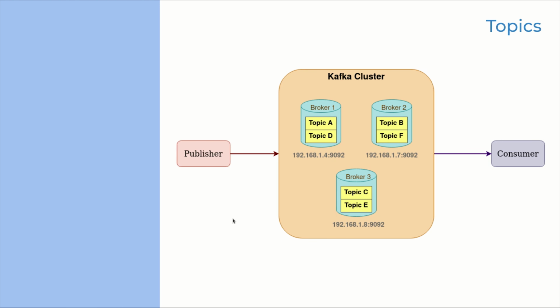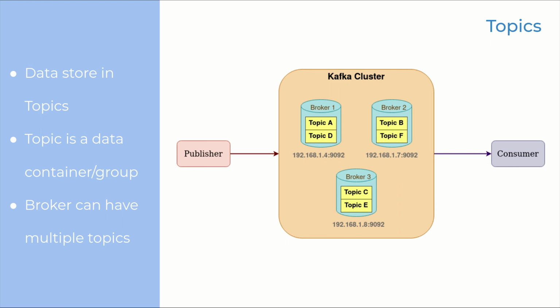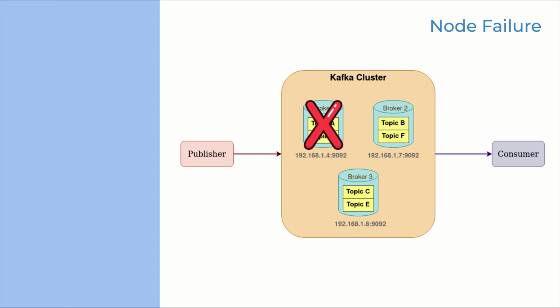As we talked about before, the messages are stored in topics and they are distributed across brokers within the cluster. This topic is a data container, and a particular broker can have multiple topics. So what if a node goes down? Did we lose the data of the partitions as per this example?